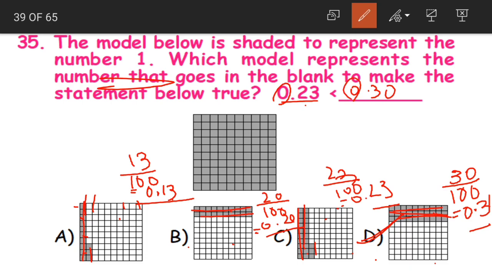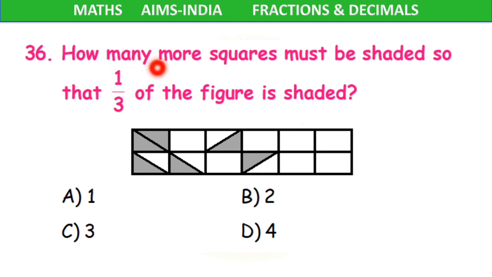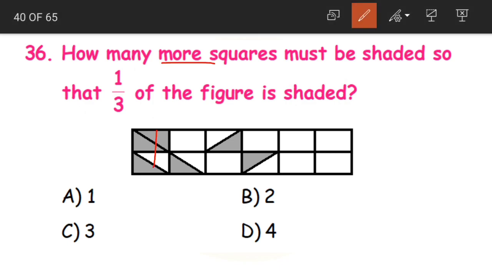Yes, the whole number part is same. If we compare the digit in the 1/10th place, 2 is less than 3. So 0.23 is less than 0.30. Next question 36. How many more squares must be shaded? Few are already shaded. We have to find out how many more squares must be shaded so that 1/3 of the figure is shaded.